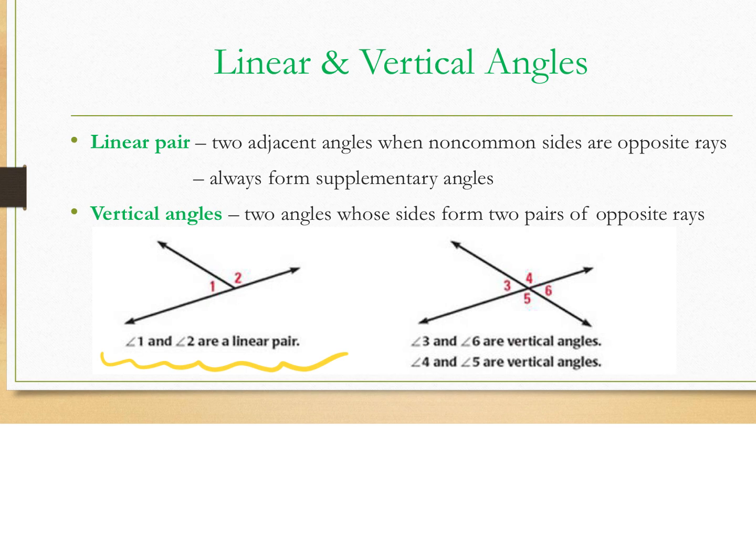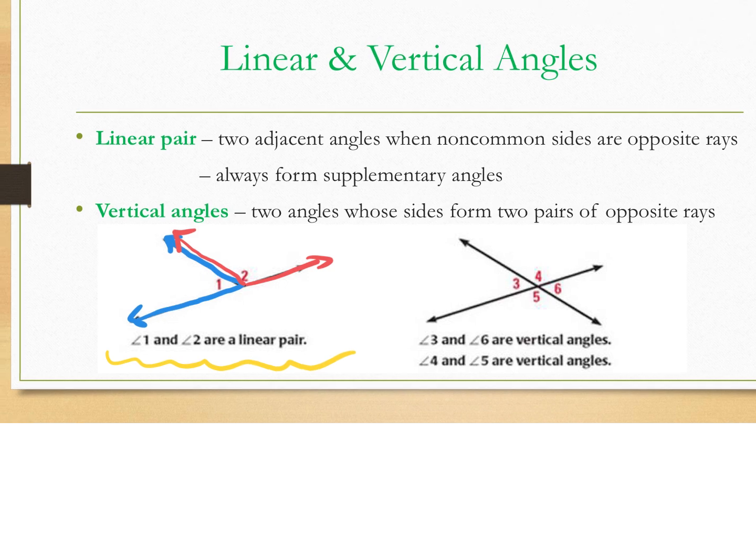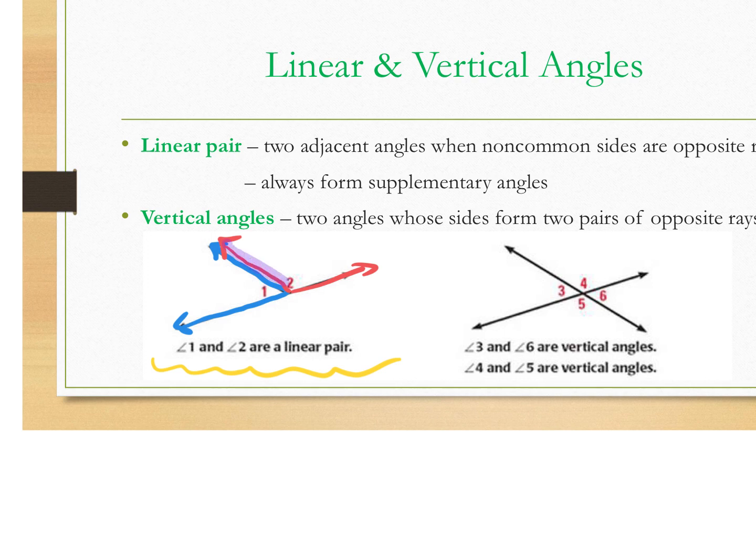So I have angle 1 here. And then I have angle 2. And it says when non-common sides are opposite rays. So the common side is right here where I see the red and the blue, which I just made purple. The non-common sides would be just the blue and just the red, because the color didn't overlap. So when you see something like this, this is an example of a linear pair.